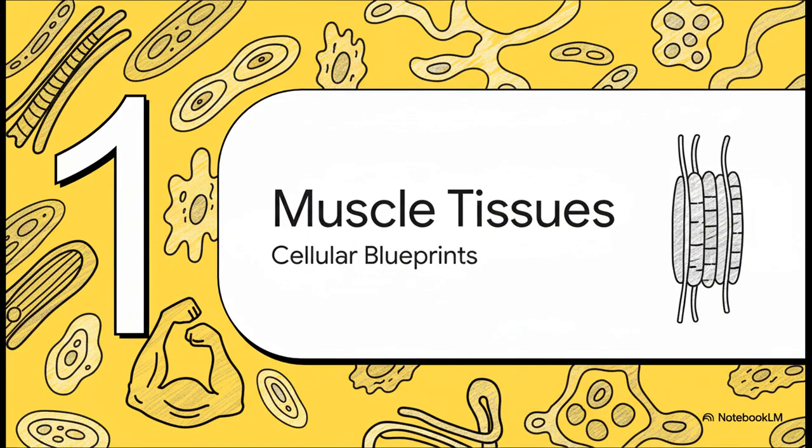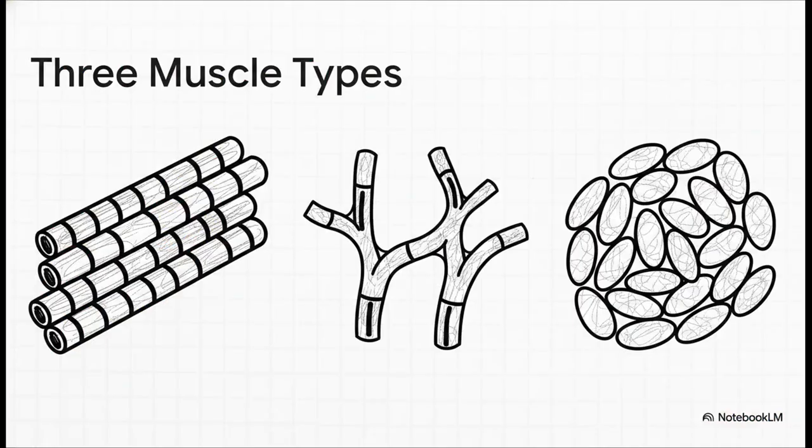Section 1. Meet your muscle tissues. These are the foundational cellular blueprints that make it all possible. The body actually utilizes 3 distinct types of muscle tissue, and each one has its own unique cellular blueprint. First up, we have skeletal muscle. These are made of very long, multinucleated cells that feature distinct cross striations, basically striping.